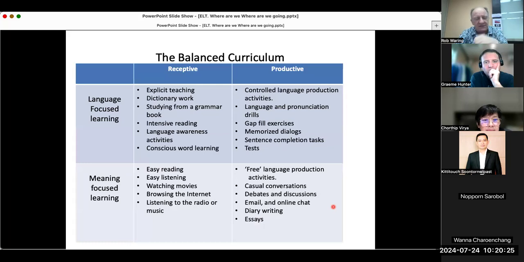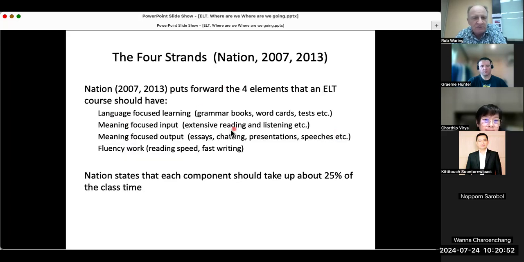So this structure I mentioned to you before is called the balanced curriculum. It's a sort of ideational approach to looking at how we would see our classes. And the top part, as I say, is language-focused learning, the bottom is meaning-focused learning. But each of these different boxes have slightly different functions. And you can see that this is very closely related to Paul Nation's four strands.